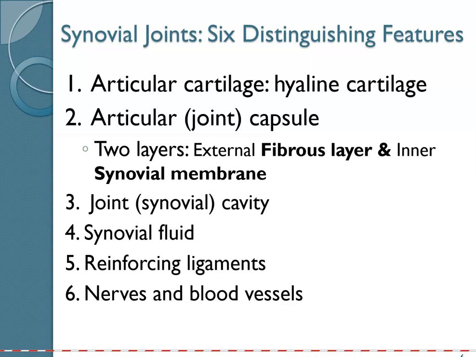The next is articular capsule. So if you imagine yourself within the synovial cavity, this will be the lateral walls of that space, right? So synovial articular capsule. It's made up of 2 layers, external fibrous layer and an internal synovial membrane. So the internal one, the synovial membrane, will be responsible for producing the synovial fluid, which we'll talk about in number 4. So synovial cavity or joint cavity is number 3. Synovial fluid, which is produced by synovial membrane. It's basically a filtrate of blood.